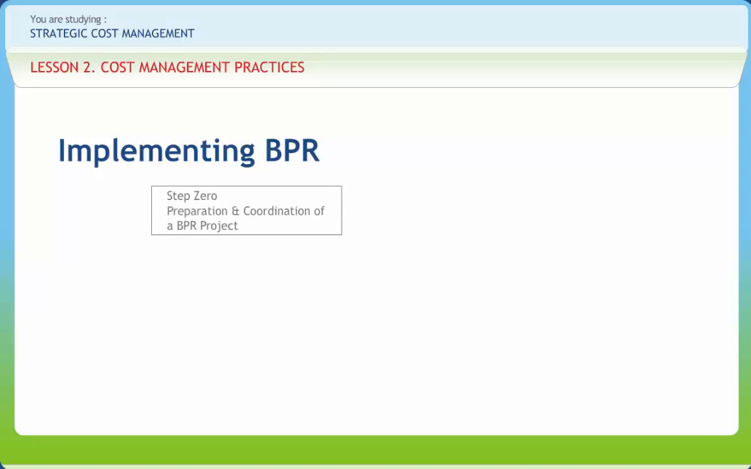Step 0 is preparation and coordination of the project. Its objective is to explain to the members of the BPR implementation team the implementation details of the project and their role in the successful outcome in the BPR effort. Next, step 1 is business diagnosis and measurements. Its objective is to measure the performance characteristics of the current processes based on measurable factors such as average cycle time, delays, number of mistakes, or number of customer complaints.